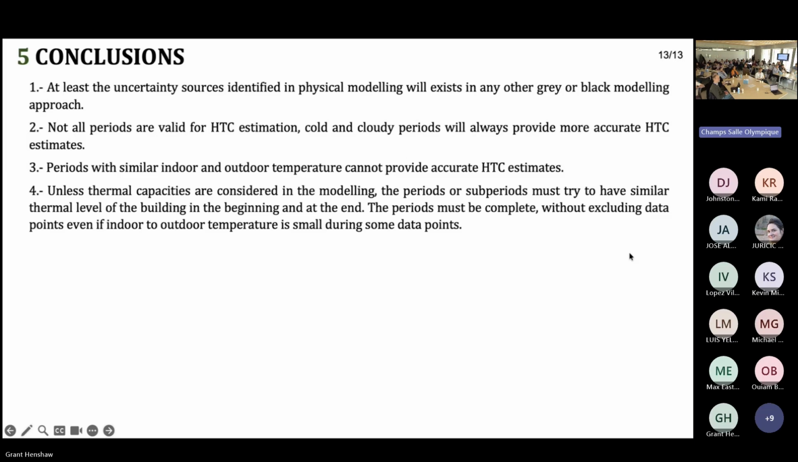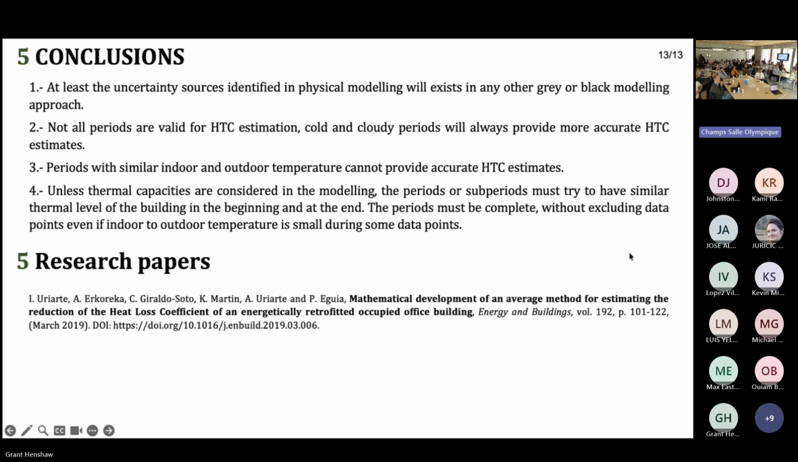Unless thermal capacities are considered in the modeling, the periods or subperiods must try to have a similar thermal level of the building at the beginning and at the end. This is coheating, which is very interesting. It makes 24-hour averages, because usually buildings have a repeated 24-hour behavior. If you take 7 a.m. to 7 a.m., the thermal level will usually be similar in winter. And the periods must be complete without excluding data points, even if the indoor to outdoor temperature difference is small during some data points. You cannot exclude data periods in between them.